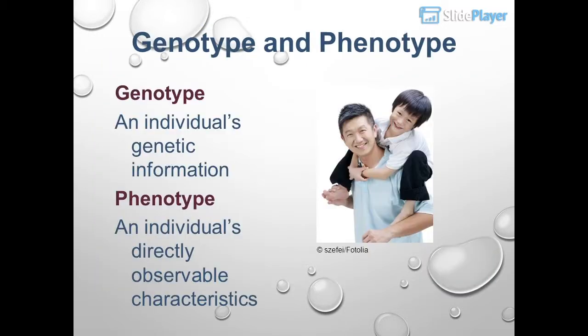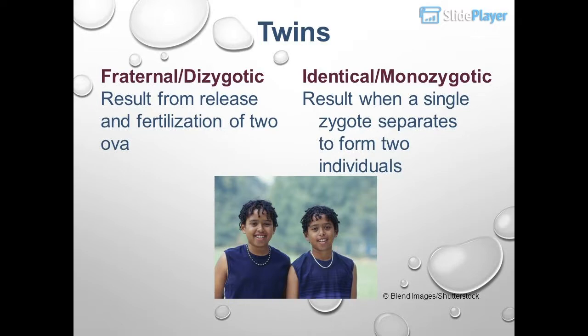Genotype and phenotype. Genotype is an individual's genetic information. Phenotype is an individual's directly observable characteristics. Twins: fraternal or dizygotic twins result from the release and fertilization of two ova. Identical or monozygotic twins result when a single zygote separates to form two individuals.